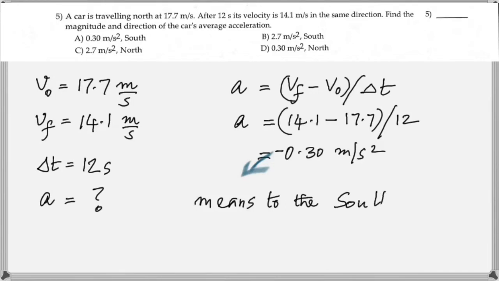0.30, which means the direction has changed. That means it's to the south, because originally it was moving to the north. And because you got a negative, it means it's now moving to the south.